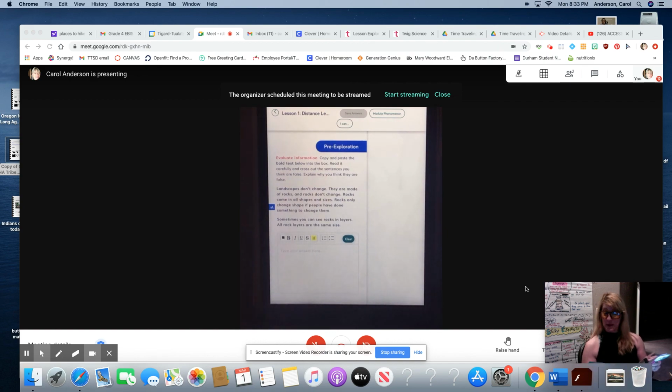And remember, our question is, explore the phenomena of erosion and weathering. What makes landscapes change over time?